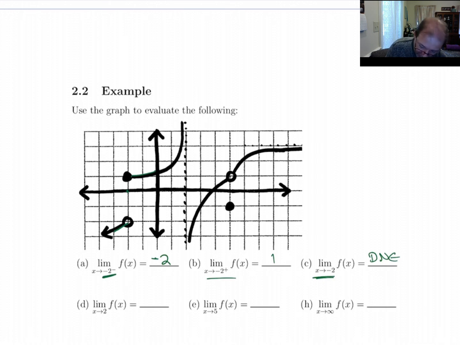Now approaching +2, let's see, 1, 2. Okay, from this side we're going up to positive infinity, and from this side we're going down to negative infinity. So this is also a D and E because they're not the same.